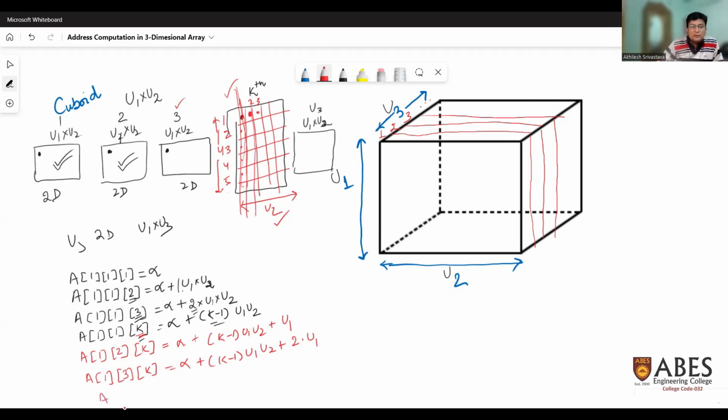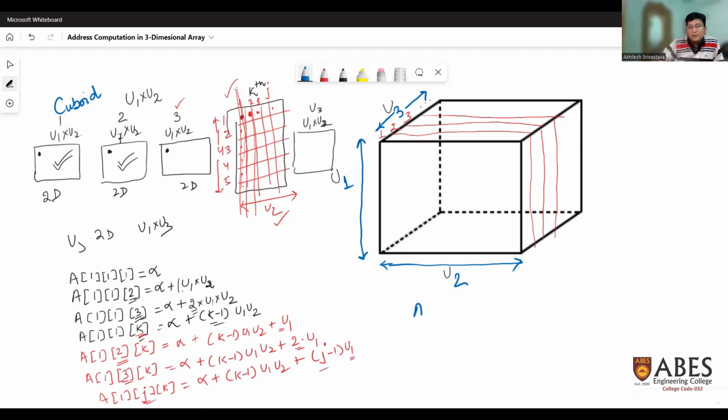Similarly, if I'm referring to an element a, 1, j, k, it means I'm referring to the jth column somewhere here, and the first element of the jth column. So this will be equal to alpha plus k minus 1 u1 u2 plus j minus 1 into u1. Why j minus 1? Because if I'm taking a 2 here, then the multiplier of u1 is 1. If I'm taking a 3 here, then the multiplier of u1 is 2. Similarly, if I'm taking a j here, the multiplier of u1 will be j minus 1.